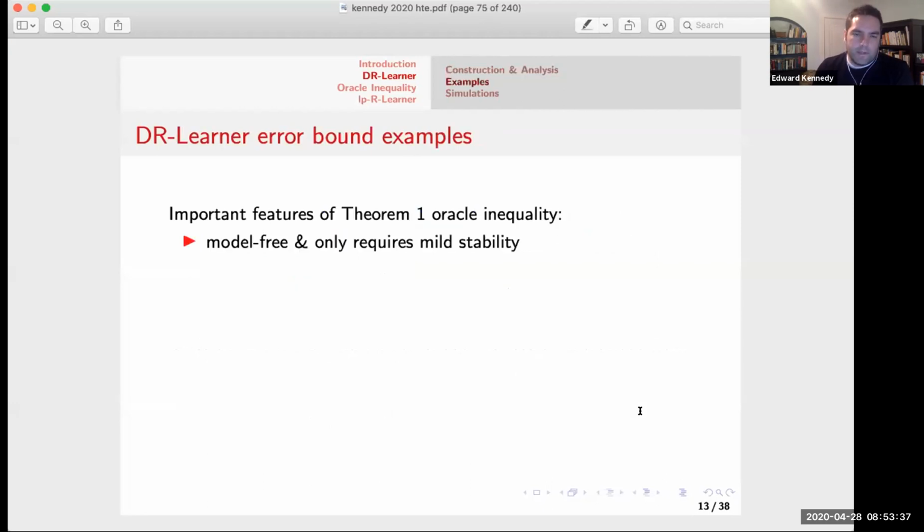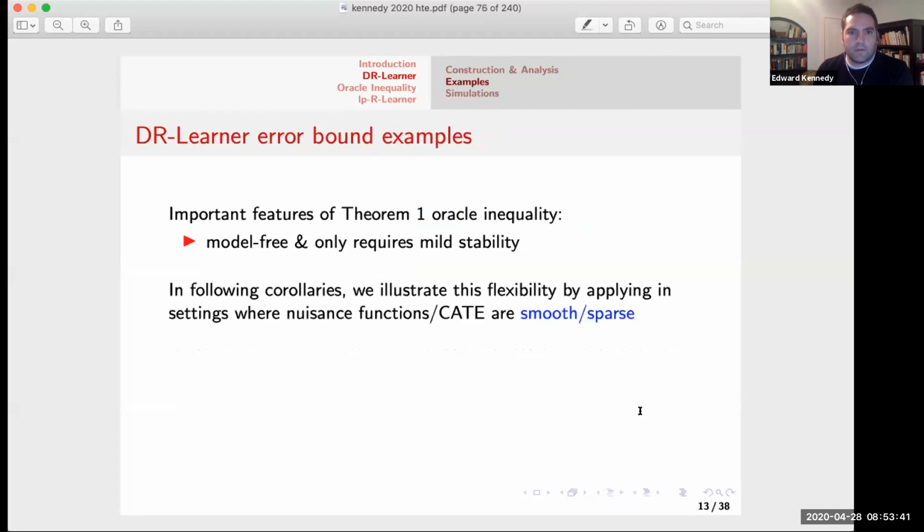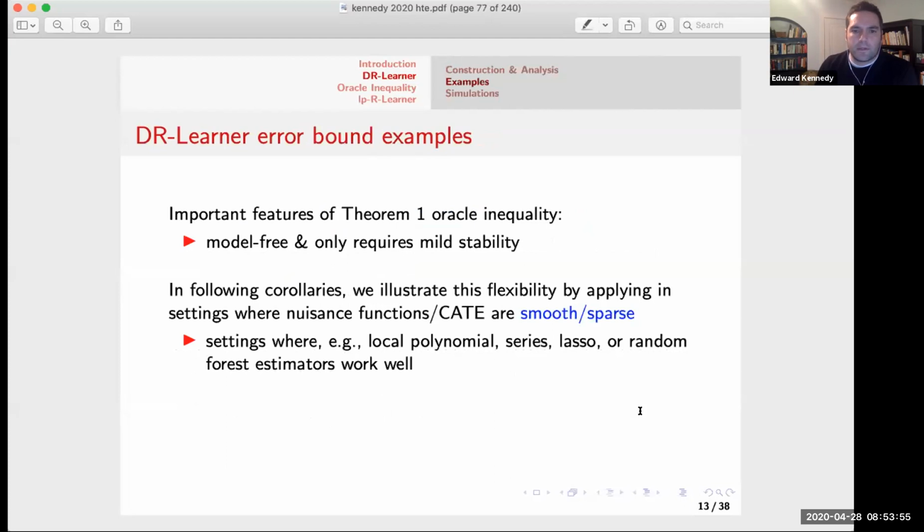Okay, so this first result is a model-free result. It requires this mild stability, and so we're just going to illustrate how this works in a few classic non-parametric models where things are smooth or sparse. These are cases where local polynomial estimators or series estimators might work well in the smooth regime, or lasso might work well in the sparse regime.